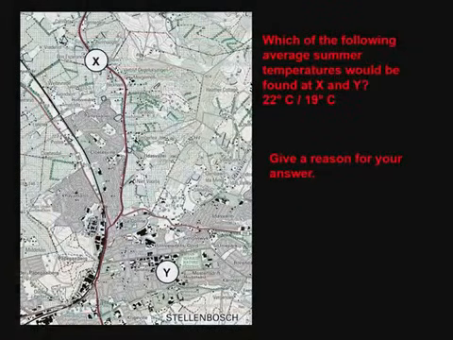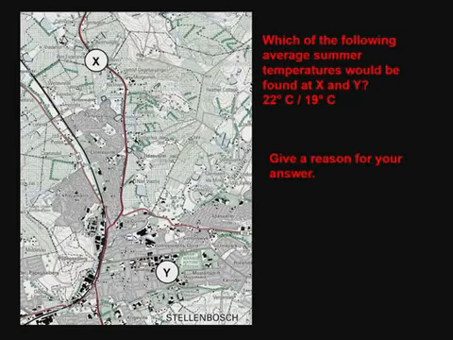Which of the following average summer temperatures would be found at X and at Y? Now, X is over there, Y is here. Give a reason for your answer. Now, temperature. You saw the first one, the previous slide, dealt with wind direction. Now, when we talk about temperature here and you see X there, you see lots of green here. Here you see lots of gray here. In other words, immediately, your content, you should know. But here I've got an urban area, am I right? Here's green. That is a rural area.